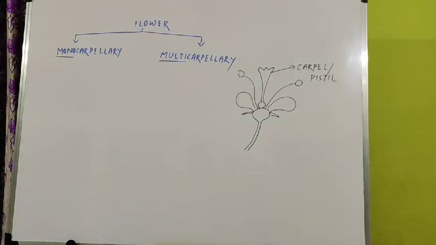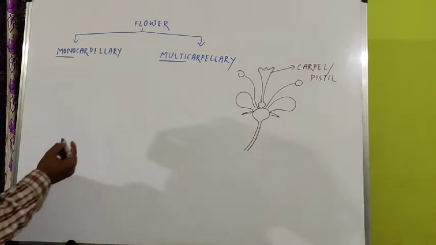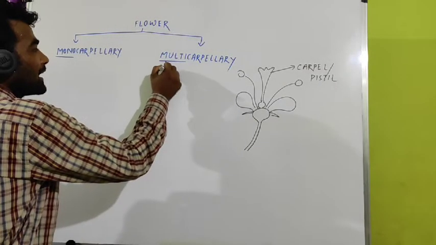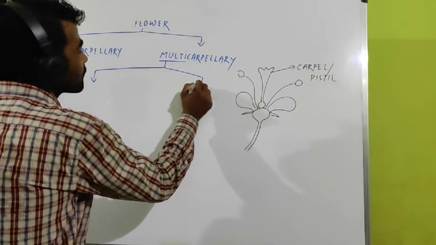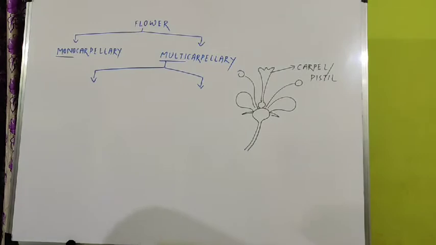Monocarpellary is clear to all. But if you come to the multicarpellary flower, these are again categorized into two groups. Multicarpellary flowers are again divided into two types. Why are they divided into two types? When many carpels are present, two conditions exist.